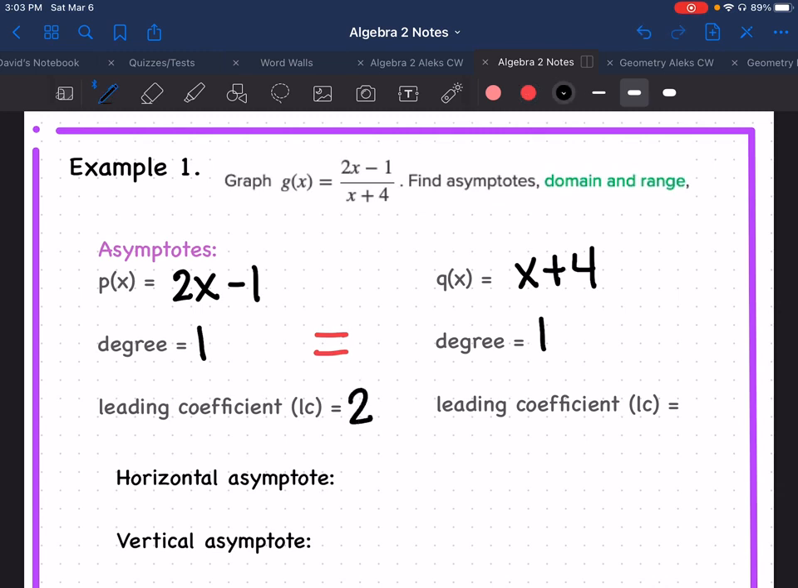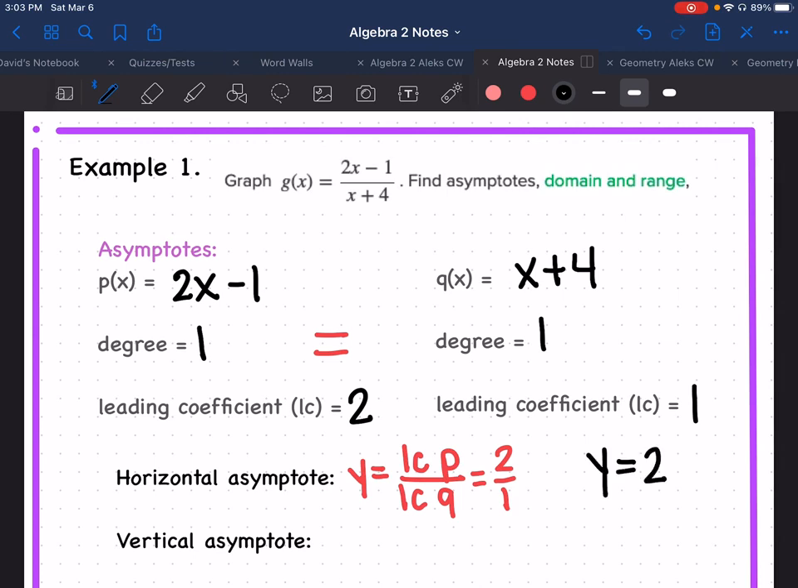And for the other one, my leading coefficient would be the invisible 1 that is there. All right, so going back to find my horizontal asymptote, it's the line y equals my leading coefficient of p divided by my leading coefficient of q, which would be 2 divided by 1. 2 divided by 1 is simply 2.